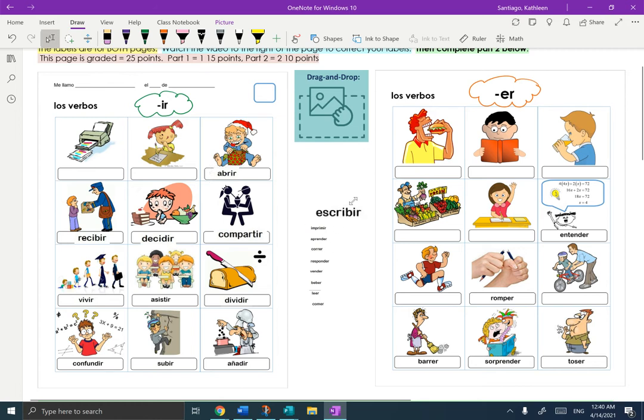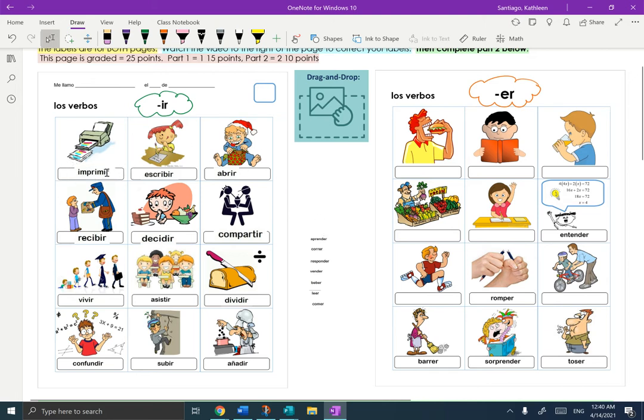Escribir, to write, like a scribe. If you break your arm in class, they give you a scribe. That's escribir. Imprimir. For me, it's kind of a cognate, right? To imprint. Imprimir, so that is to print. Let me make it a little bit smaller. Now we have all of the IR verbs in place.